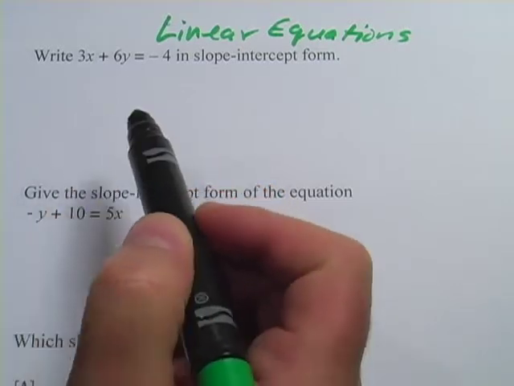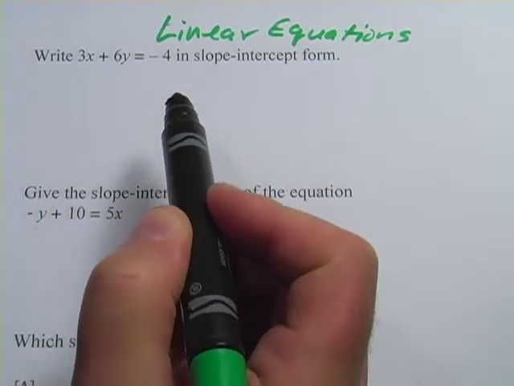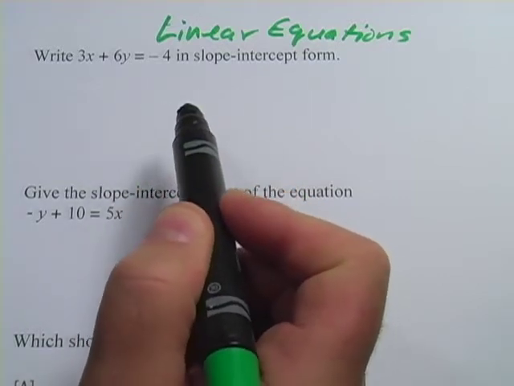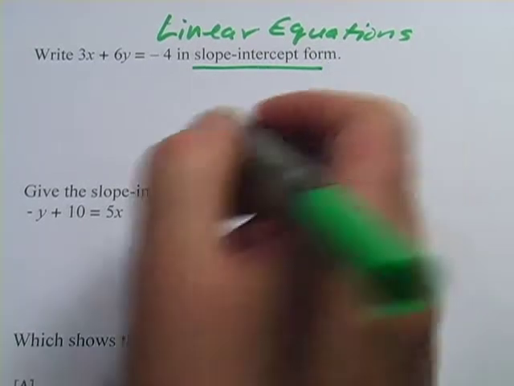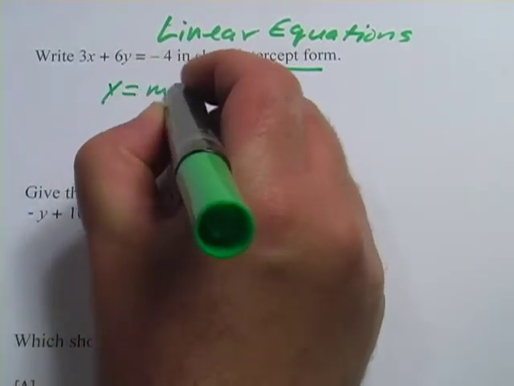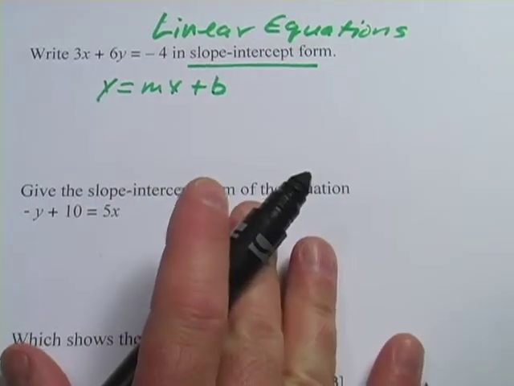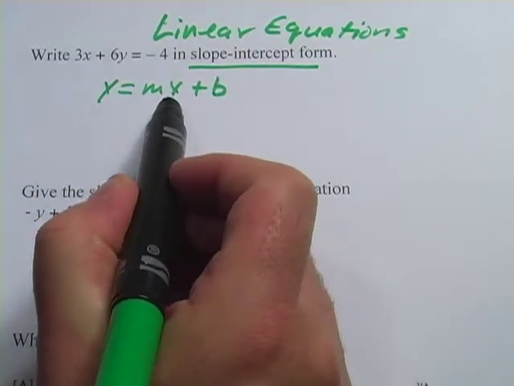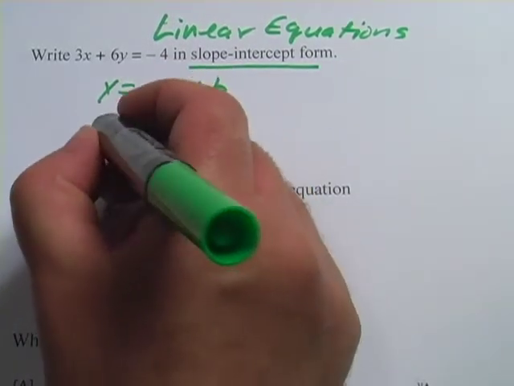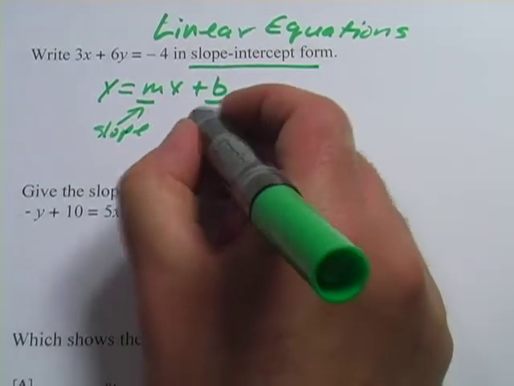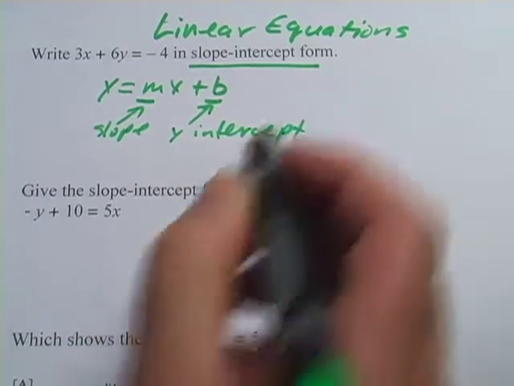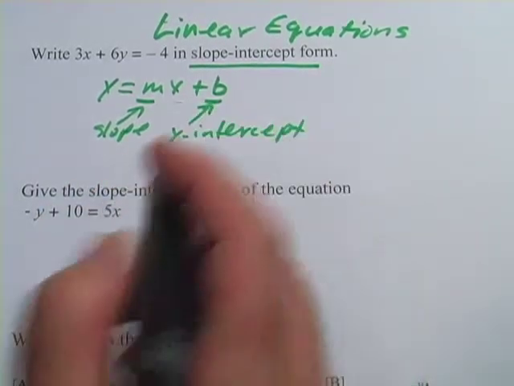There's a particular form that is useful for linear equations because it'll help you put them into a graph much more easily, and it's called the slope-intercept form. Basically that form is y equals mx plus b. The y and the x are the variables, the m and the b are numbers, and m represents the slope, and b represents the y-intercept, which is where the line crosses the y-axis.